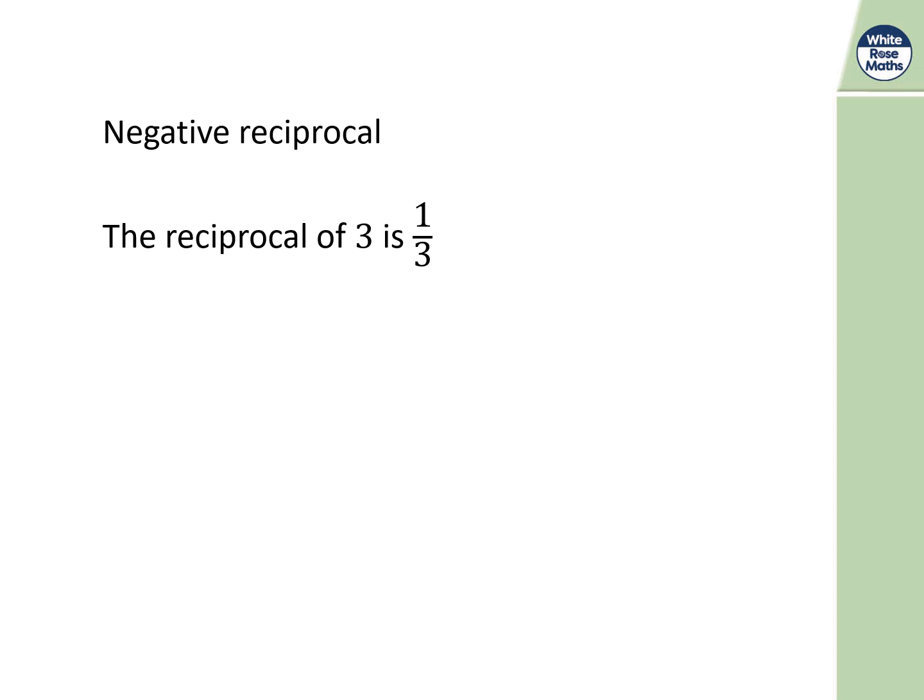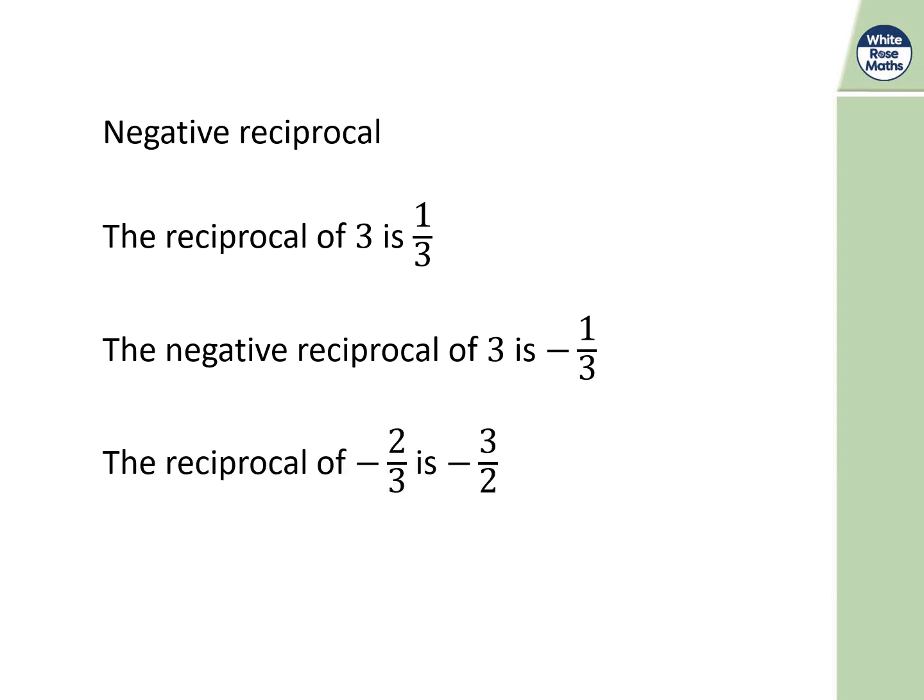So negative reciprocal. The reciprocal of 3 is 1 over 3. The negative reciprocal of 3 is minus 1 over 3, or minus 1/3. The reciprocal of minus 2/3 is minus 3/2. And the negative reciprocal of minus 2/3 is 3/2.